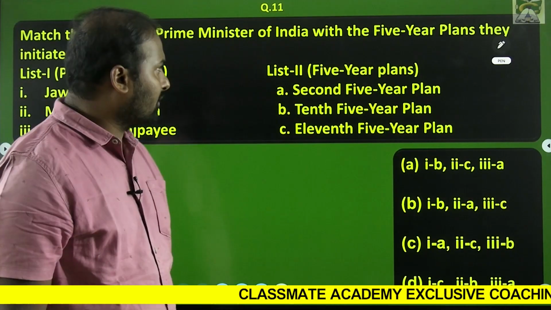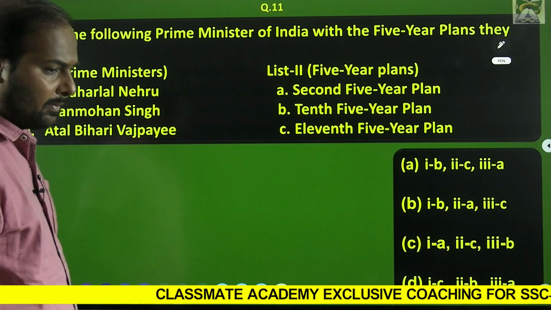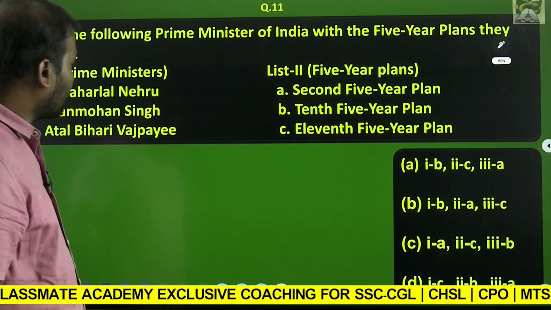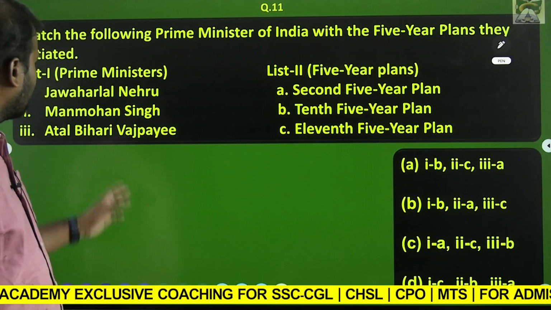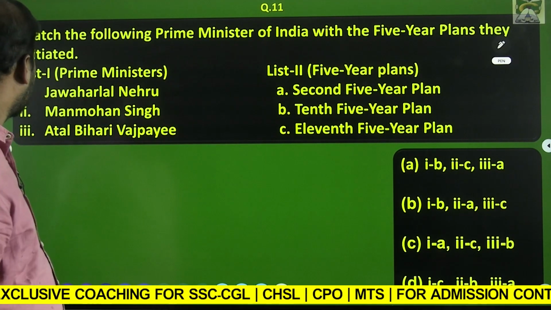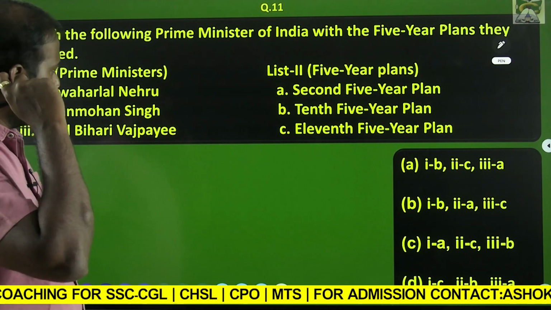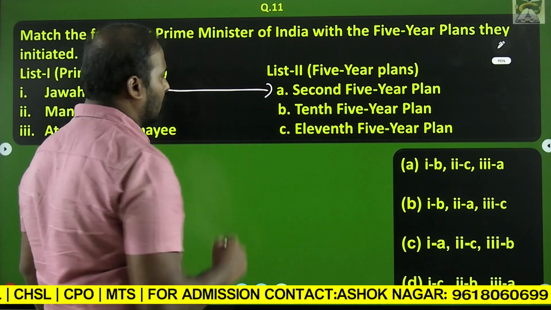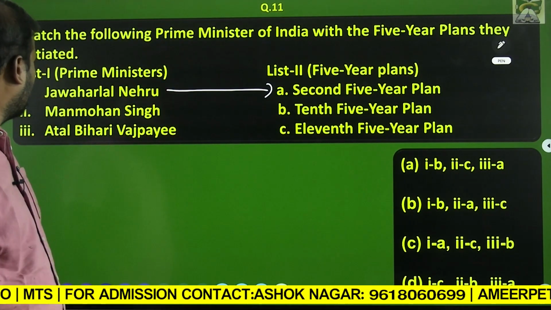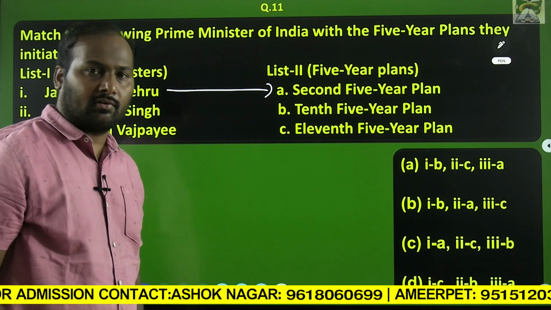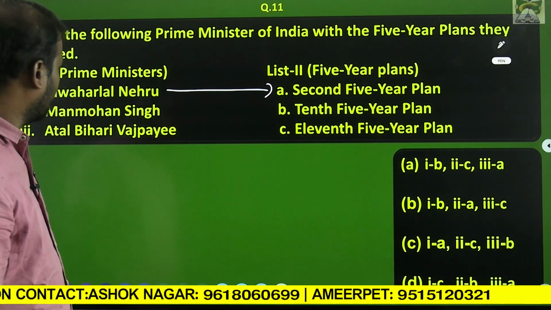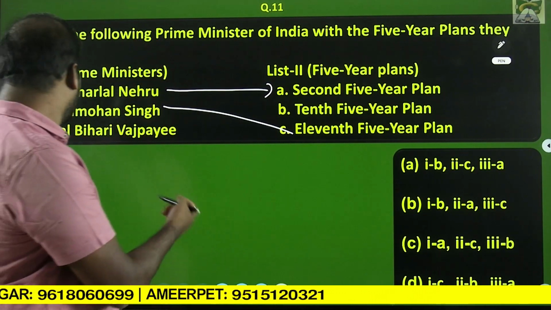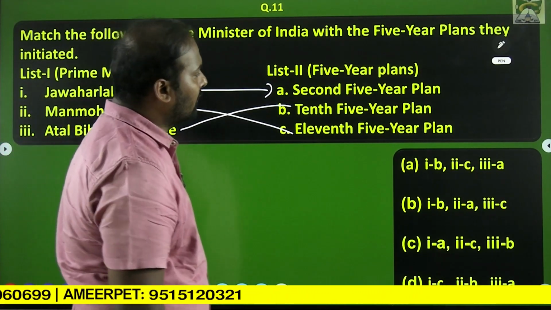Match the following Prime Ministers of India with the 5-year plans. Again, there is a topic called planning in the economy, so this is also an economic question. There are various 5-year plans, and they're asking the 5-year plan with their Prime Ministers. Everybody knows Jawaharlal Nehru is the first Prime Minister of India. During his tenure, your answer is the second 5-year plan. And followed by Manmohan Singh. When Manmohan Singh was the Prime Minister, there were the 11th and 12th 5-year plans. So your answer is the 11th 5-year plan is Manmohan Singh, and only Atal Bihari Vajpayee is left over. That is the 10th 5-year plan.